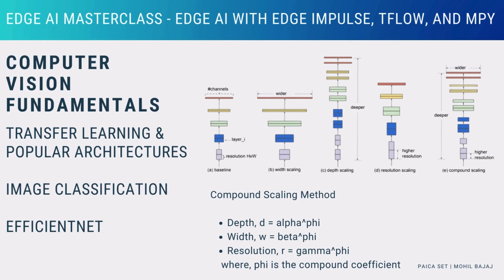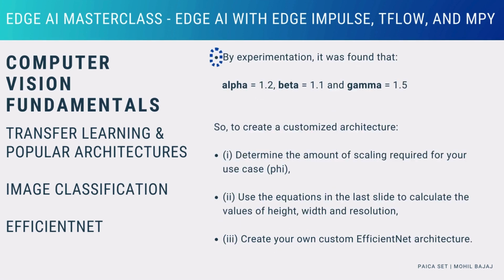As per this method, the depth, the width, and the resolution could be scaled together by using a common compounding coefficient called phi. They correlated this to the fixed computing budget available to build models. So, if you had available to you 2 to the power of phi more computing resources, you could scale your model to have a depth of alpha to the power of phi, width to be beta to the power of phi, and resolution to be gamma to the power of phi. Through experimentation, they found that the values of alpha, beta, and gamma were 1.2, 1.1, and 1.5 respectively.